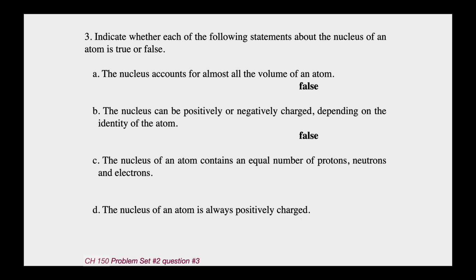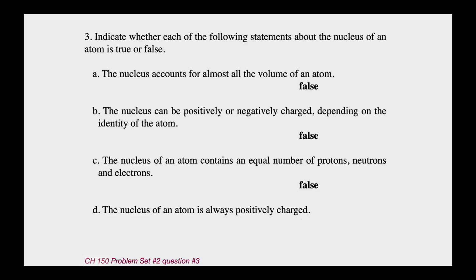C, the nucleus of an atom contains an equal number of protons, neutrons, and electrons. That's false. Most atoms have more than one isotope, and sometimes you'll have one isotope where the protons, neutrons, and electrons are equal. For example, carbon-12 would be a good example of that.